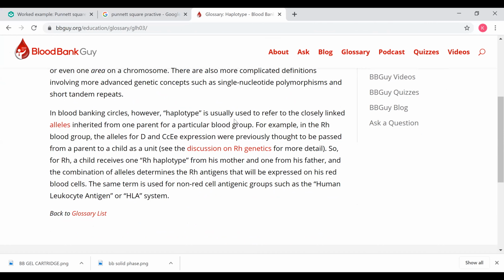In blood banking, haplotype is usually used to refer to closely linked alleles inherited from one parent for a particular blood group. For example, in the RH blood group, the alleles for D and big C, big E, little e expression were previously thought to be passed from one parent to a child as a unit. So for RH, a child receives one RH haplotype from his mother and one from his father, and then the combination of alleles determines the RH antigens that will be expressed on his red blood cells.